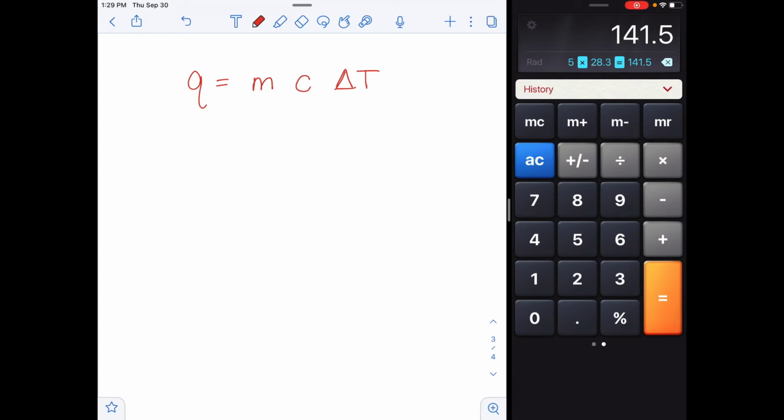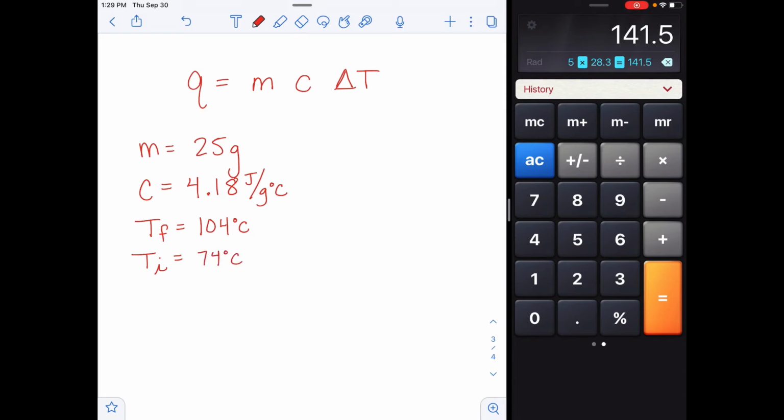So you're given the mass. Let's say we have a mass of 25 grams. You're given C. Let's go with water, 4.18 joules per gram times degrees Celsius. And you're given some temperatures. You're given the final temperature is 104 degrees Celsius, and the temperature that it started out as was 74 degrees Celsius.